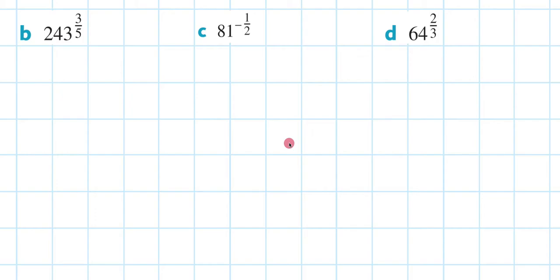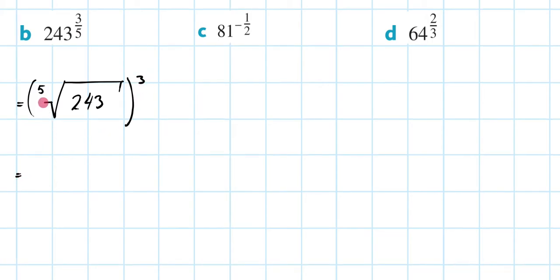All right, so we're going through exercise 13b and going through question 1, and this is a video on B, C, and D. So let's start here with B, and we're going to rewrite this to enable us to evaluate it. So I can rewrite this as a 5 here. So it's the fifth root of 243, and then I'm going to end up raising the entire thing to the power of 3.